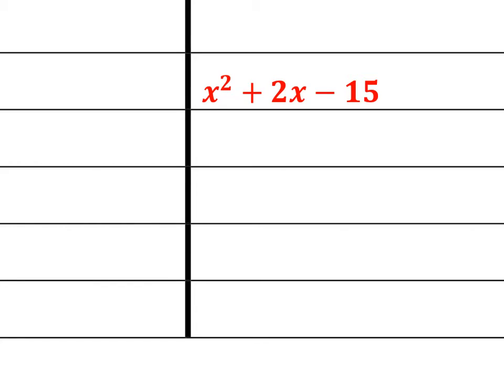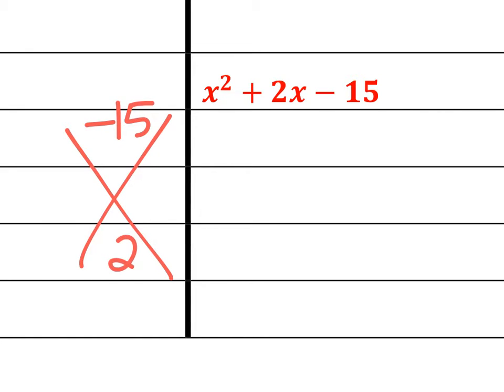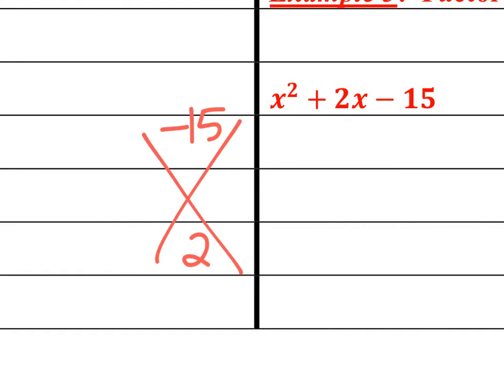No, it's not. Negative 15 is what we're multiplying to, and we're adding to 2. Tell the person closest to you what are the two numbers. 5, negative 3. So it'd be x plus 5, x minus 3.